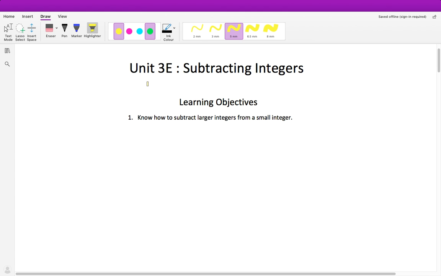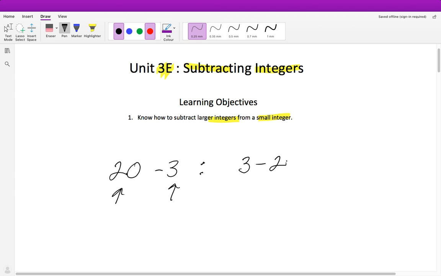The next video that we're now going to be covering is unit 3E, and it's going to be subtracting integers. Right now, you know how to subtract if you have 20 minus 3, where you're starting with a larger number and subtracting a smaller number. But what we're going to focus on in this video, now that we've talked about negative numbers, is how to subtract larger integers from smaller integers. So instead of 20 minus 3, we will rewrite it as, what is 3 minus 20? What does that equal?